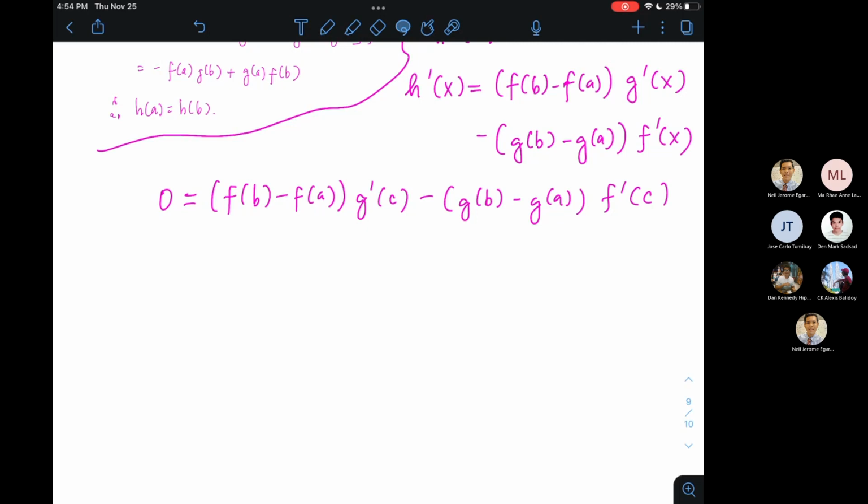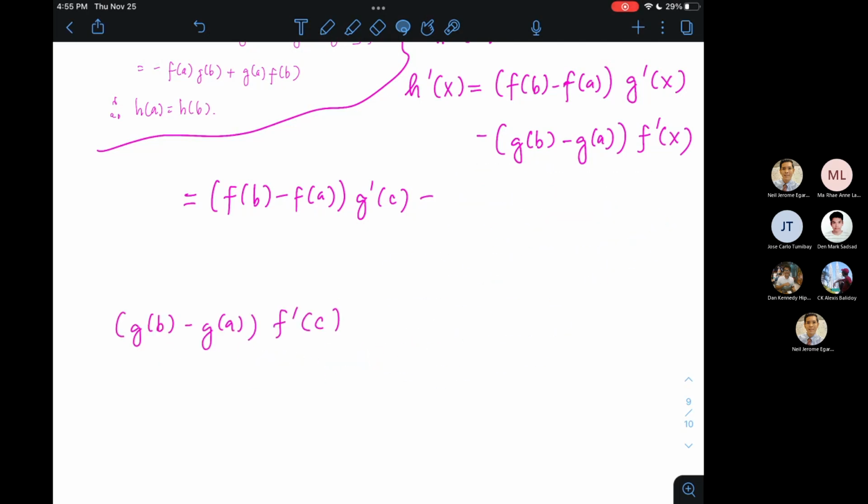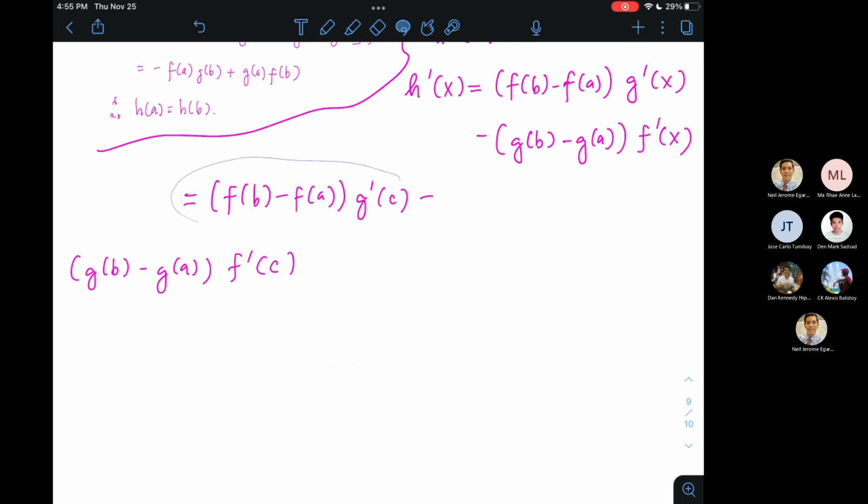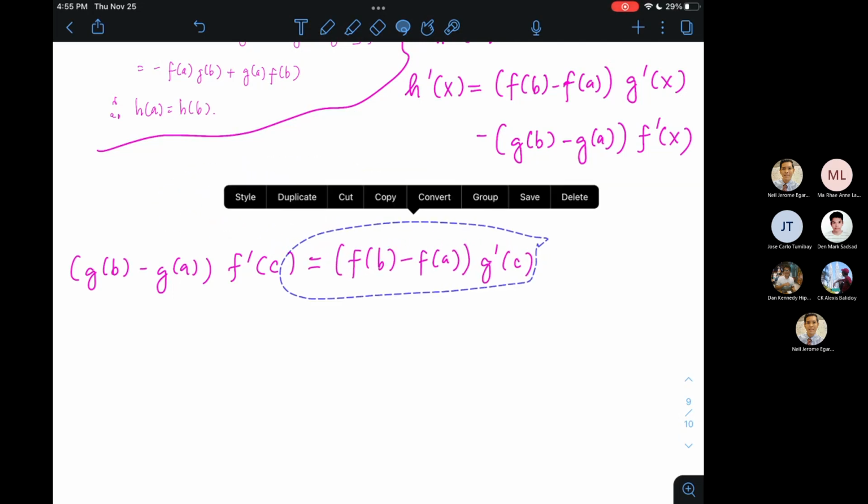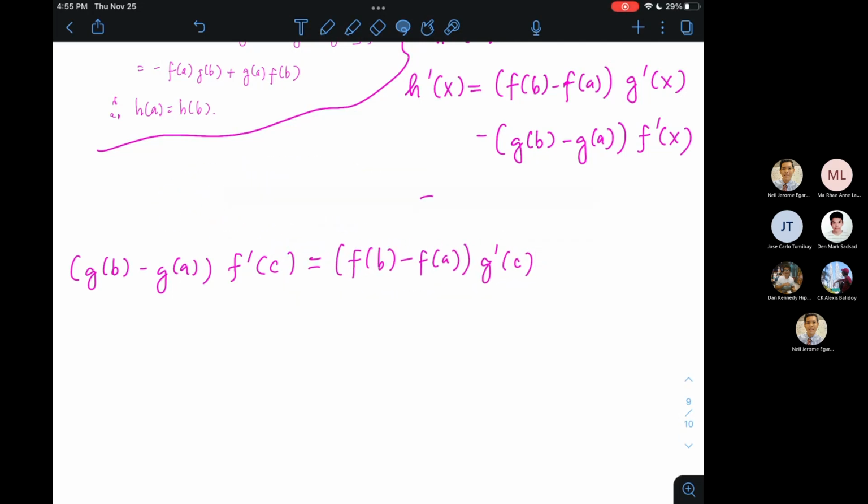There we go. Ito pala, pwede kong ilipat to sa kabila. Okay. Lagay ko siya dyan. Tapos equal siya dito. Okay. And basically, this is the conclusion of the general mean value or the generalized mean value theorem. Okay? So kaya ganun yung pagkaka-define dun sa function h.